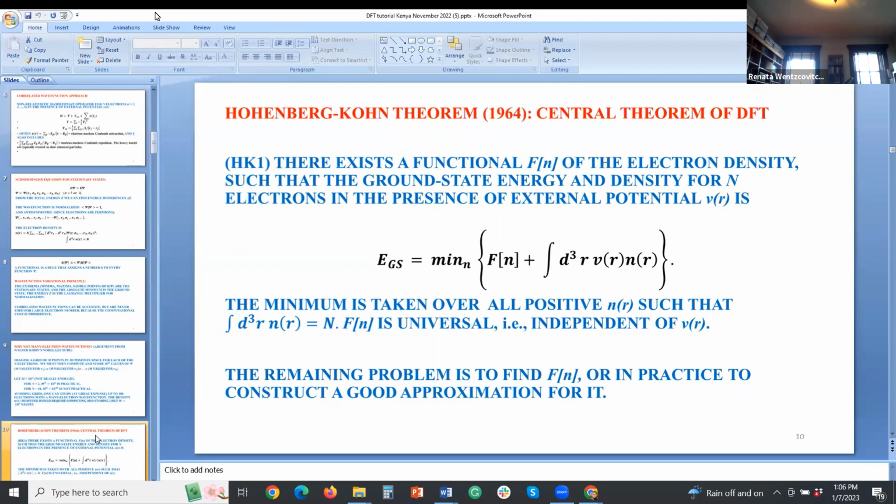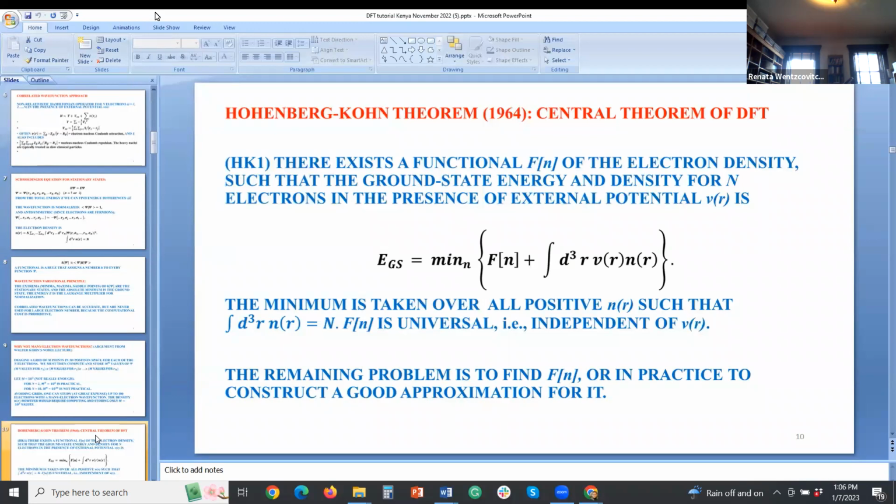The first part says that there exists a functional F[n] of the electron density, such that the ground state energy and density for N electrons in the presence of external potential V(r) is found by minimizing over all N-electron densities n(r) the sum of 2 terms. One term is a functional only of the density. That's the F[n] term. The other term is an integral over three-dimensional space of the external potential V(r) times the density n(r). That's a function of the external potential and the density.